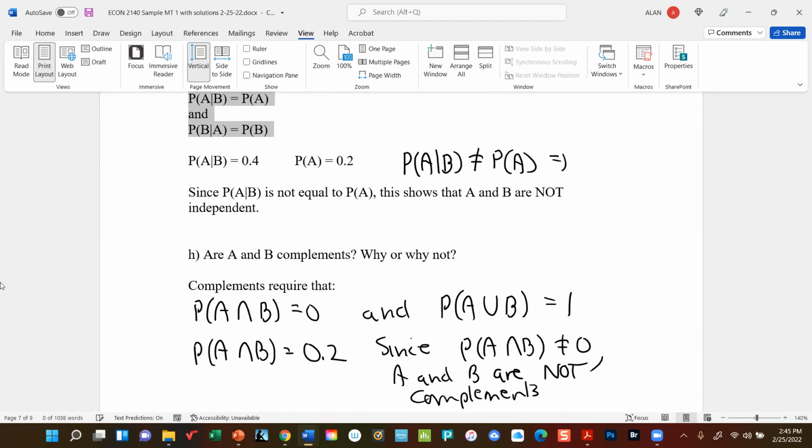And that implies A and B are not independent. That's it, we're done. And then again, with the complements, we have to show two things to be true in order for A and B to be complements. What are they?